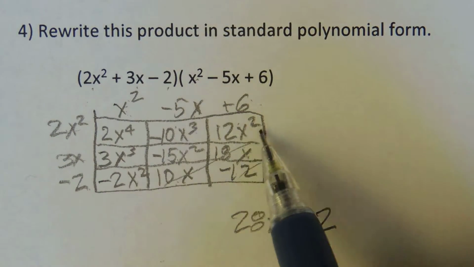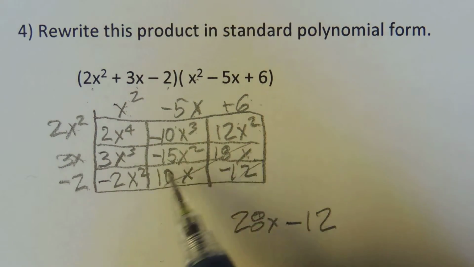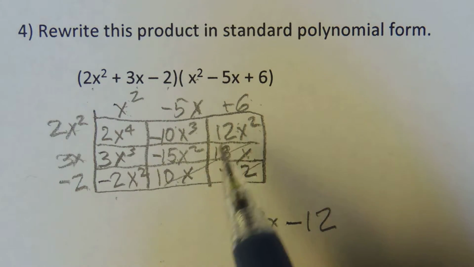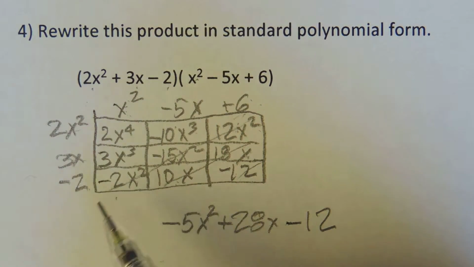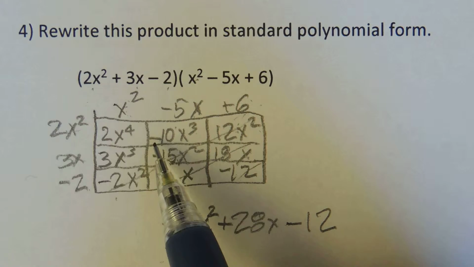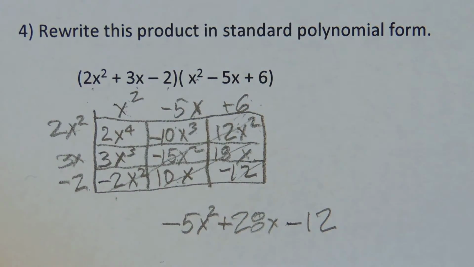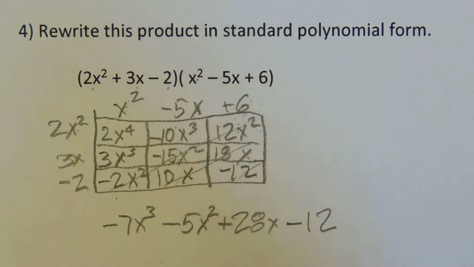I'm sorry, 12x squared minus 15x squared minus 2x squared. So those are my like terms. I add those up. 12 minus 2 is 10. 10 minus 15 is negative 5x squared. I've done those 3. Now I have my 2x to the 3rd terms, negative 10x to the 3rd, but it comes back up 3x to the 3rds. So I'm at negative 7x to the 3rd.